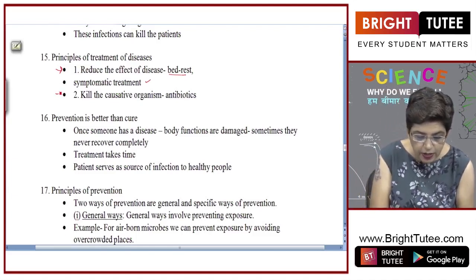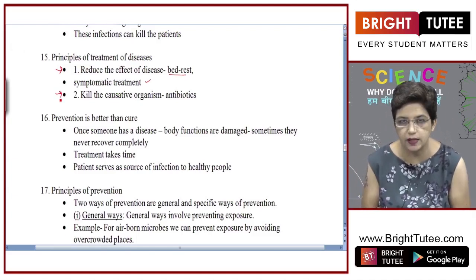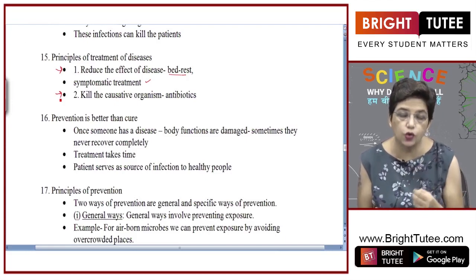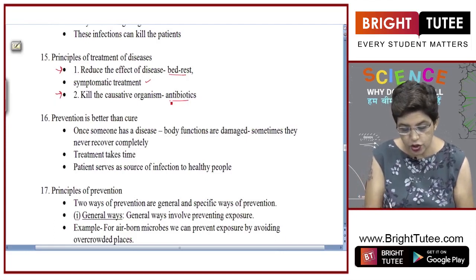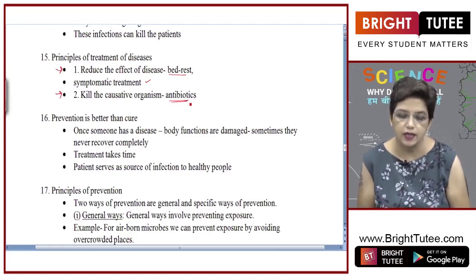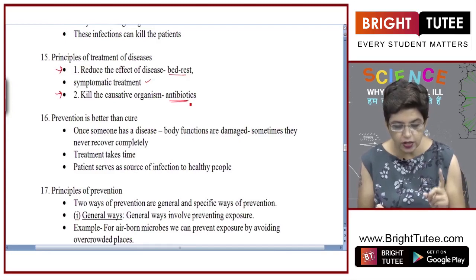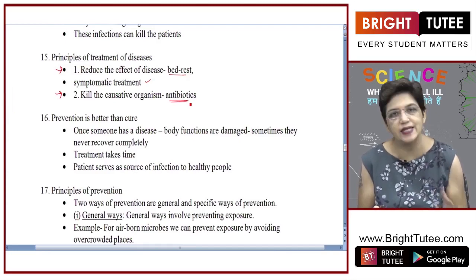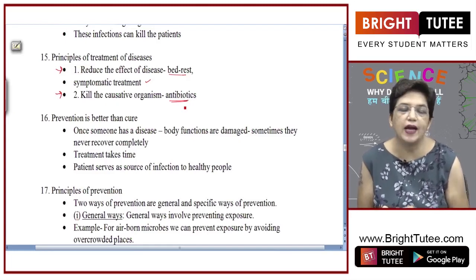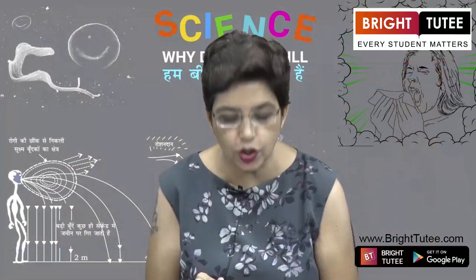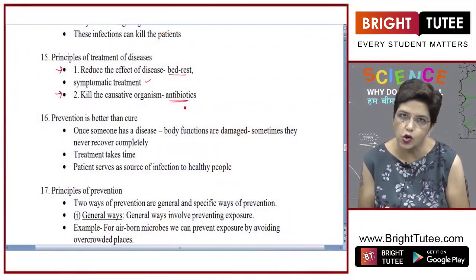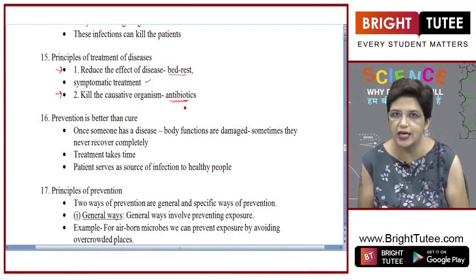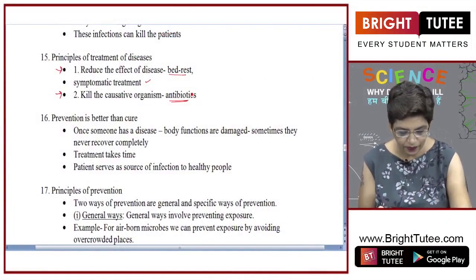And second principle is to kill the causative organism. If there is certain microbe in the body, now it has to be killed. Such medicines, as I just told you, are called antibiotics. So there are two principles. First is to reduce the effect of the disease, and second is to kill the causative organism. The kind of antibiotic depends upon what kind of causative organism is there. That is decided by the doctors. You yourself should never take an antibiotic on your own.